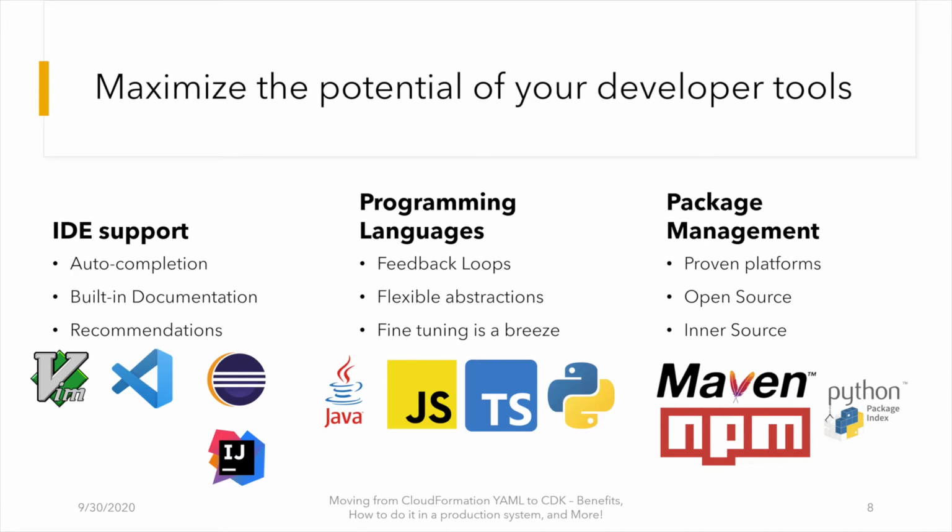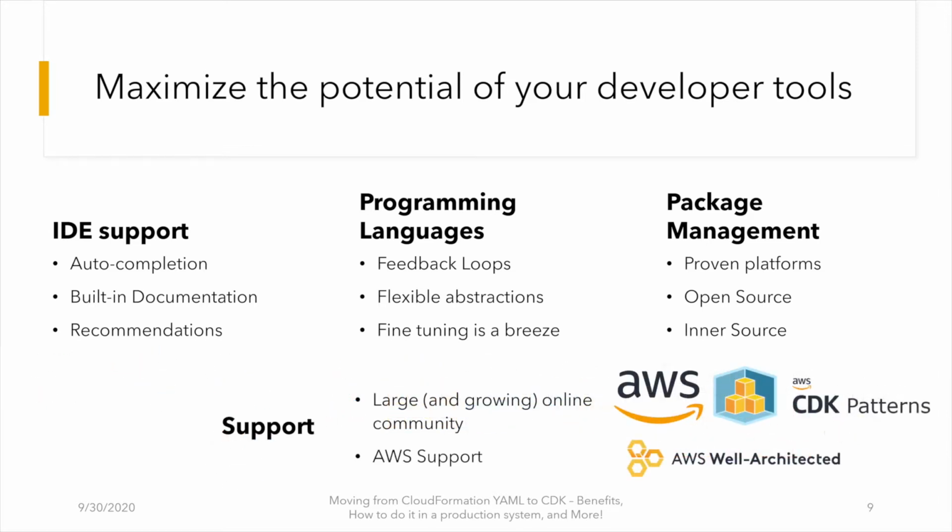Examples including NPM, Maven, pip. These systems are global and have stood the test of time. Leveraging these dependency tools with your infrastructure allows you to build on the foundation of already written best practice open source and internal infrastructure. Support.